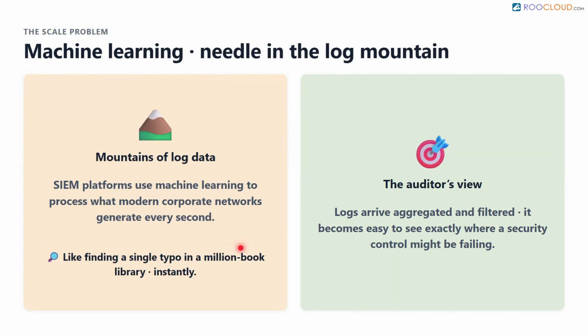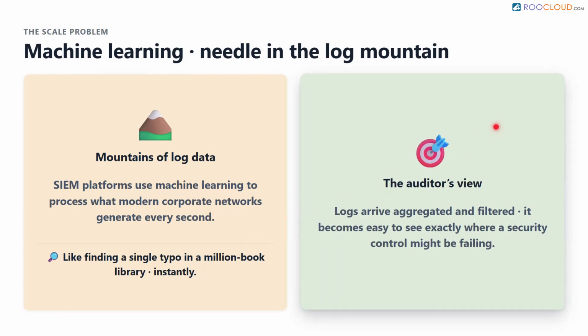Imagine trying to find a single typo in a library containing millions of books. A human would never finish the task. A machine learning algorithm acts like a superpowered search engine that instantly highlights the exact page and paragraph where the error exists. For an auditor, reviewing these aggregated and filtered logs makes it incredibly easy to see exactly where a security control might be failing.